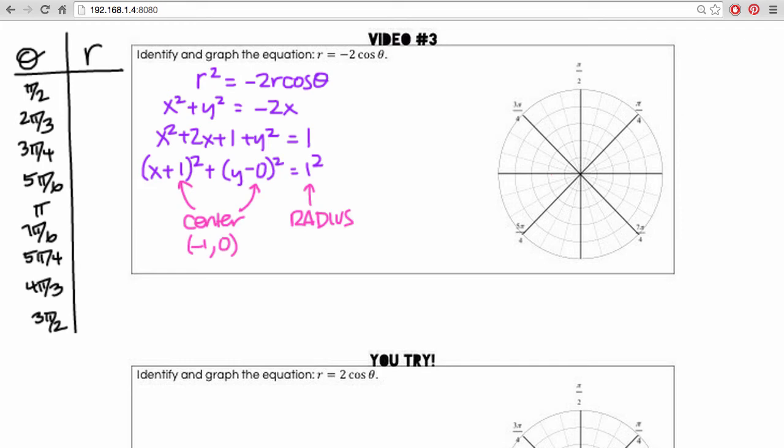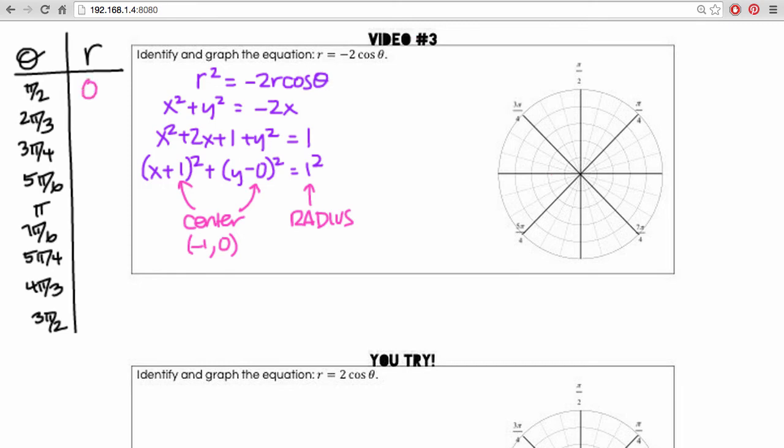Now to find the other coordinates, similar to video 2, we're going to use some values for theta to substitute into the original equation. And that original equation again was r equals -2 cosine theta. I'm going to use some values. I've got pi on 2, and when we substitute that into our equation, we get 0.